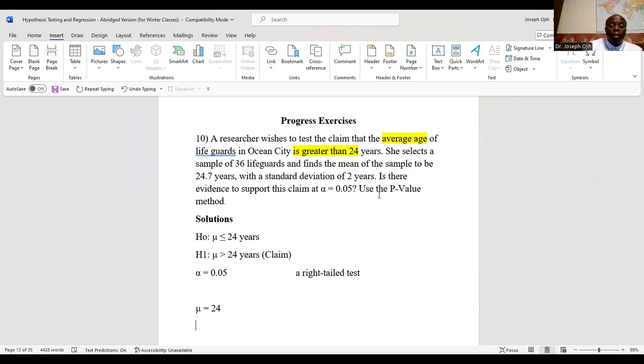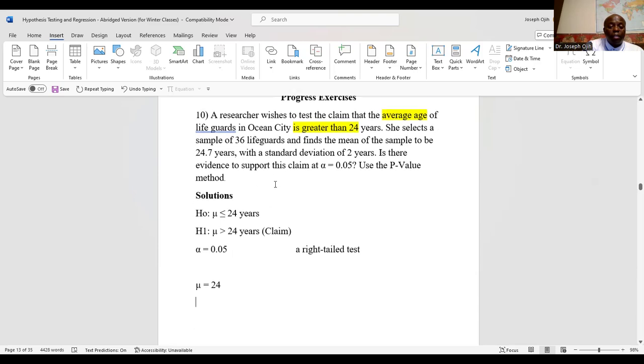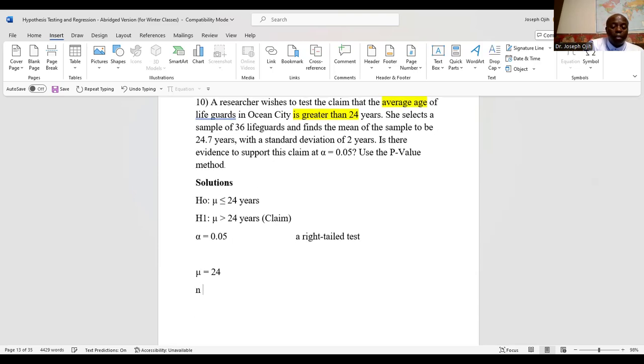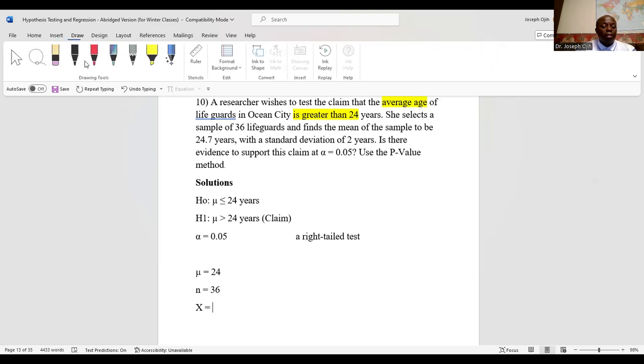In 4 years. Now, to test this claim, she selects a sample of 36 lifeguards. So n is 36. For that 36 lifeguards, she found that the mean is 24.4. You have sample mean X bar, X with a bar on top of it, equals 24.7 years.